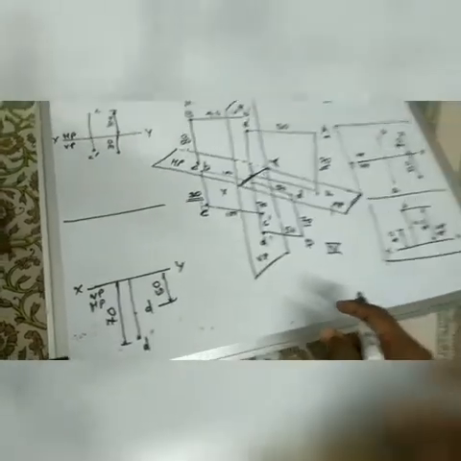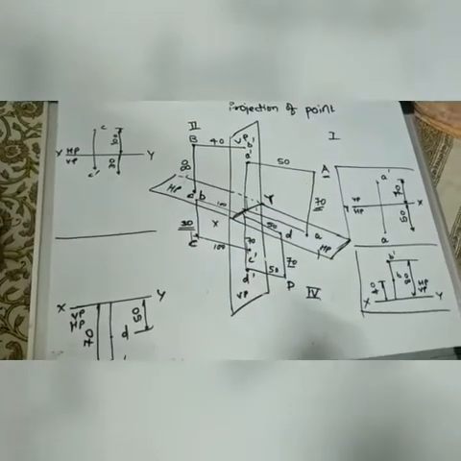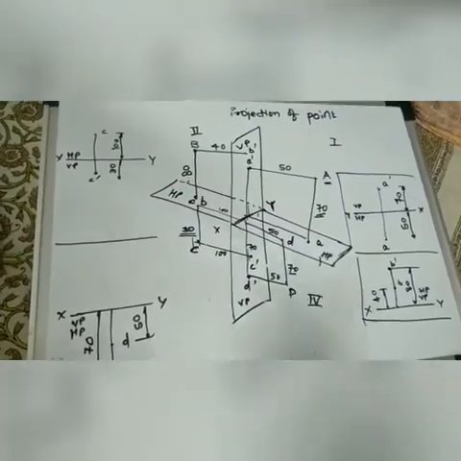Okay, so these are the projections of points when they are placed in one of the four quadrants. So in this video I will show you how to draw projections of points.